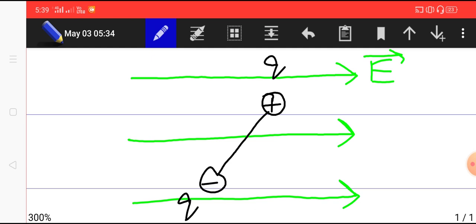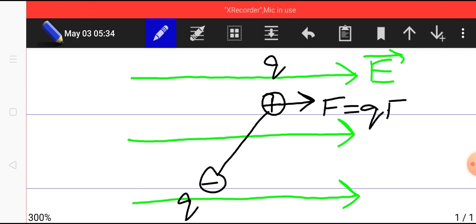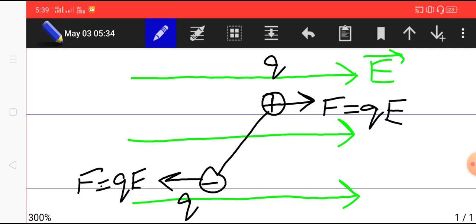Now, as it is placed in the electric field, the positive charge will experience a force in the direction of the electric field, and the magnitude of the force is going to be F equal to QE in this direction, while the negative charge will experience a force in this direction having the same magnitude F equal to QE. However, their directions will be different. The force on the negative charge will be opposite to the direction of the electric field and the force on the positive charge will be in the direction of the electric field.